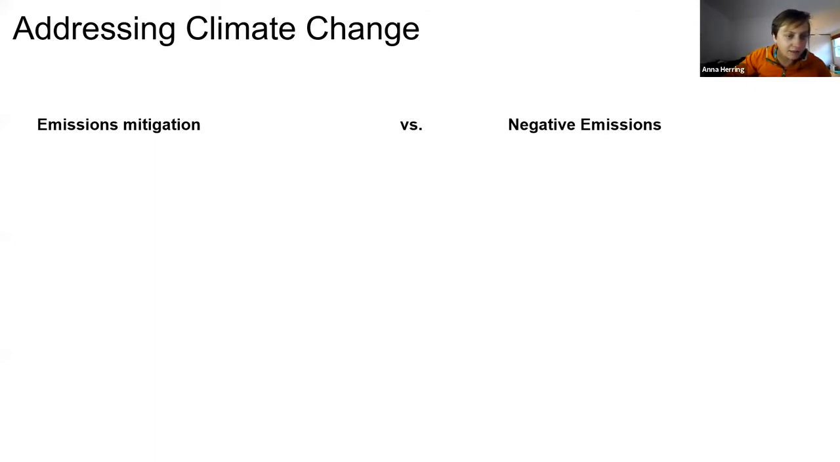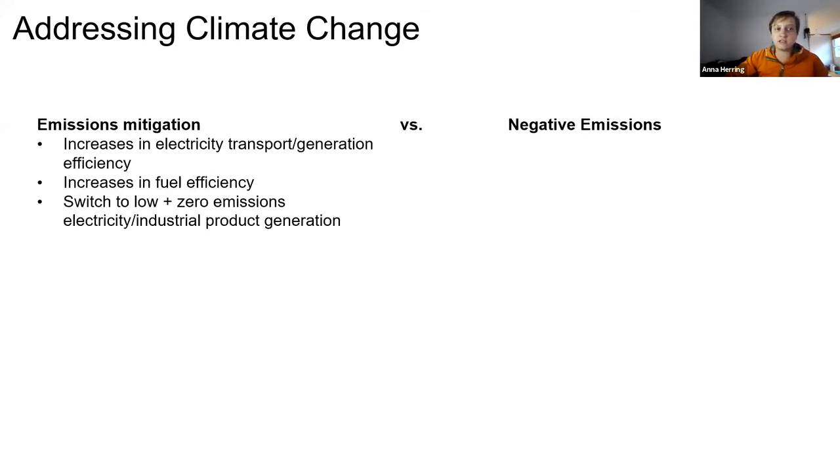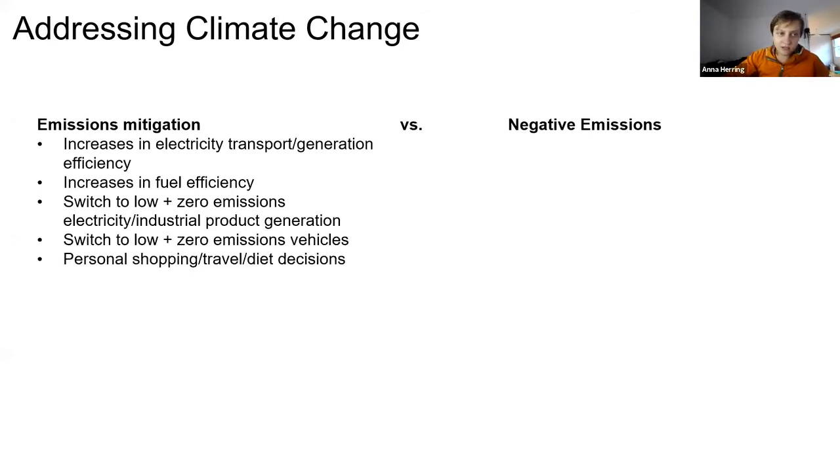So emissions mitigation means reducing our current emissions. So for example, we can think about increasing the efficiency of our electricity generation and transport systems, increasing fuel efficiency for vehicles, switching to low or zero emissions electricity generation or industrial product generation techniques. We can switch to low or zero emissions vehicles. We can do all sorts of things with our personal decisions that minimize our personal carbon footprints, and so forth. The idea here, though, is that mitigation is basically just reducing our current emissions.